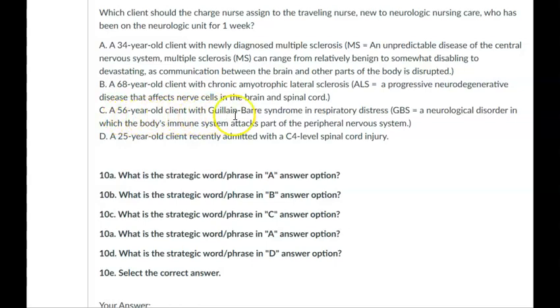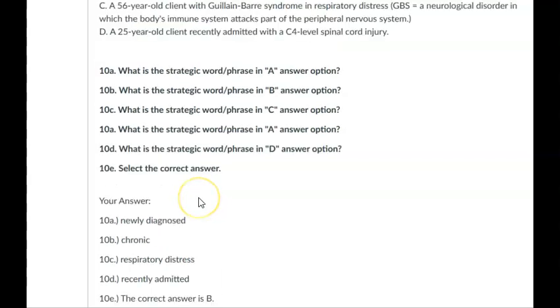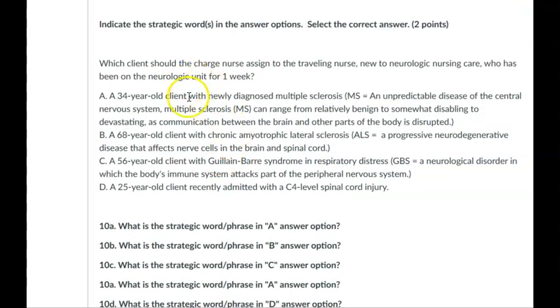C, 56-year-old with Guillain-Barré syndrome and respiratory distress. Respiratory distress is the key word here. That person is not stable for a new nurse or a nurse not comfortable with the unit they're on.